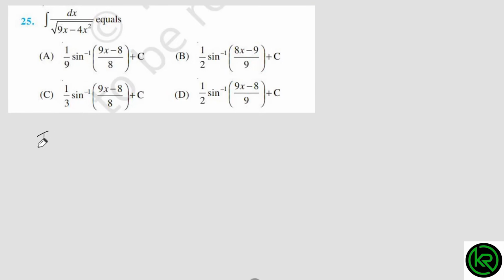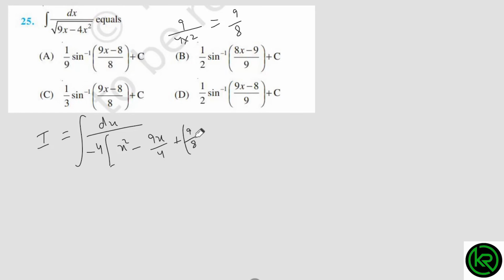Next question, students. I is equal to dx upon under root 9x minus 4x square. Here, students, the coefficient of x square is minus 4, so you will take minus 4 common, because we have to make the x square coefficient 1. The 9x becomes minus 9x by 4, and here the x coefficient is 9 by 4, so dividing 9 by 4 by 2 you will get 9 by 8. So this 9 by 8 square you have to add and subtract also.